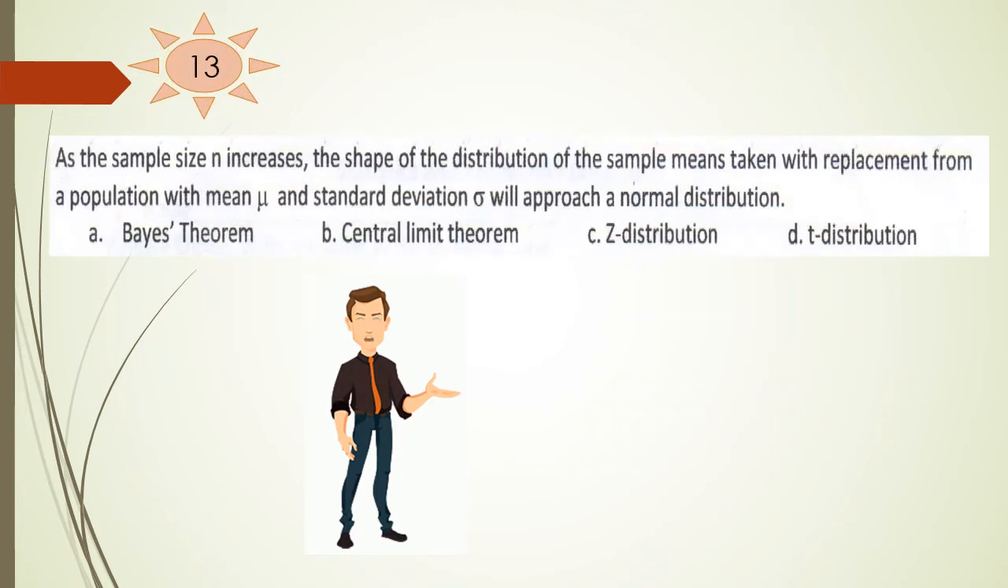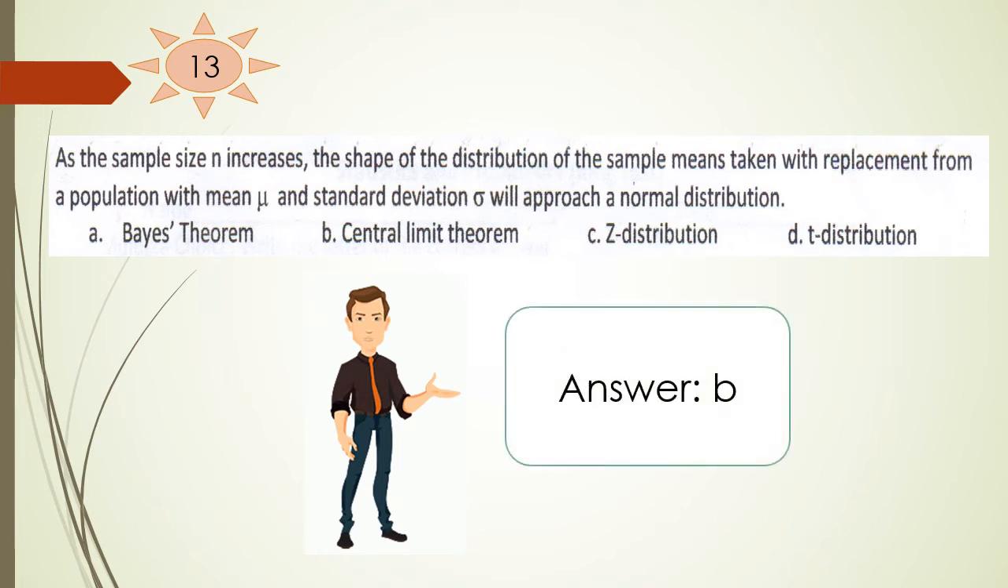Number 13. As the sample size n increases, the shape of the distribution of the sample means taken with replacement from a population with mean mu and standard deviation sigma will approach a normal distribution. Letter A. Bayes theorem. Letter B. Central limit theorem. Letter C. Z distribution. Or letter D. T distribution. And the answer is letter B.